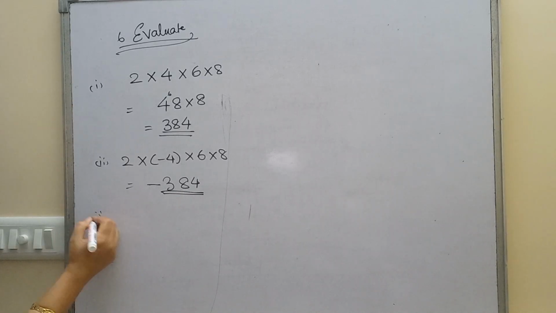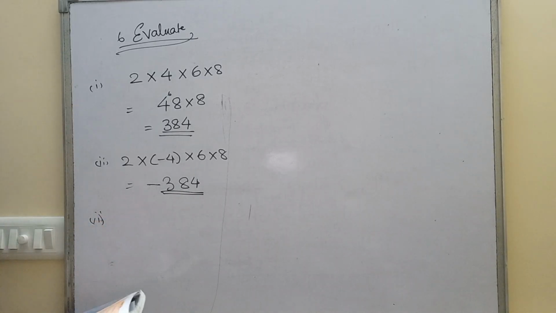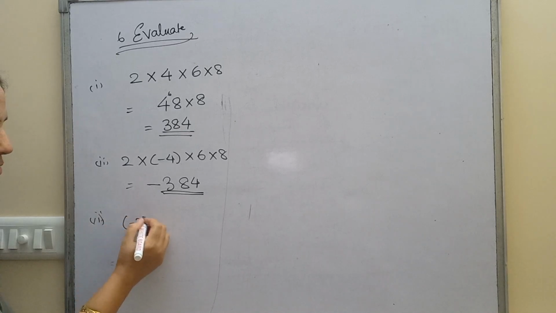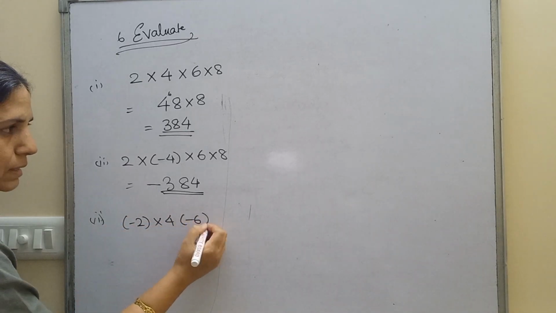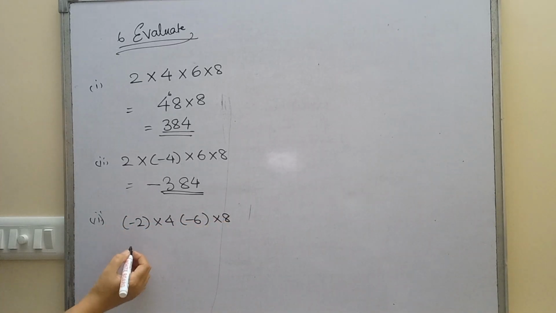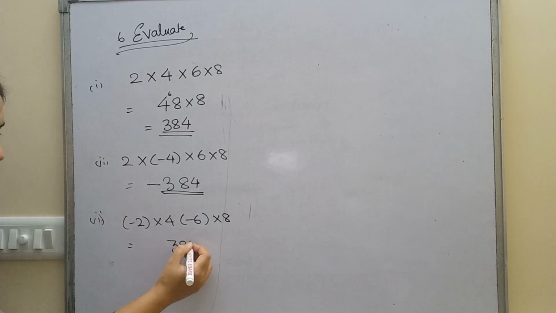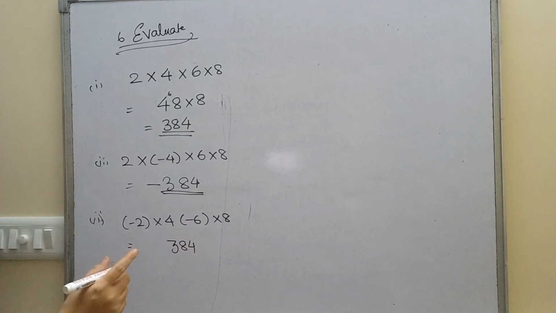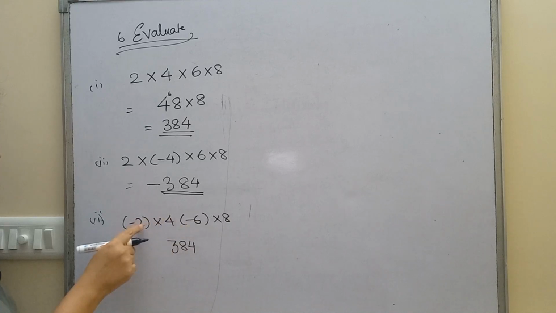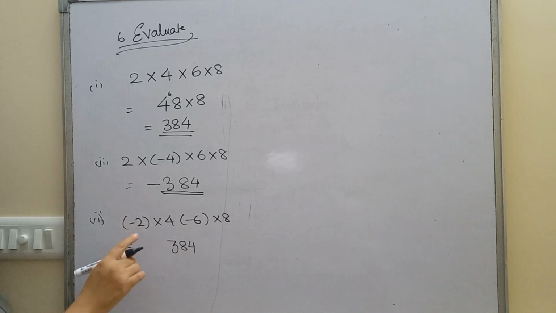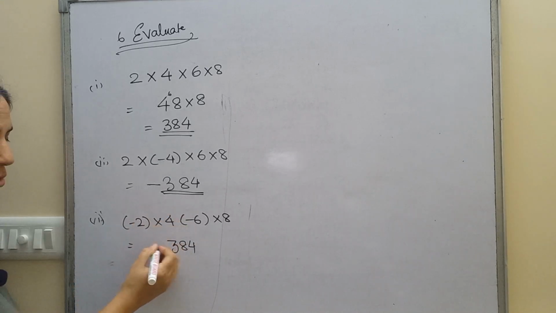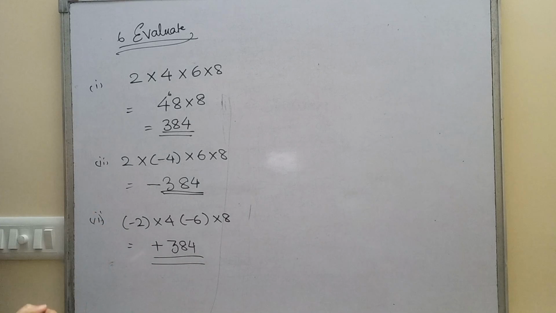Okay. Let's go ahead with question number 3. See now here minus 2 into 4 minus 6 into 8. Now again the answer is going to be 384. But you have to check whether the minus signs are odd or even. There are two negative signs, that is even, so this will be plus.